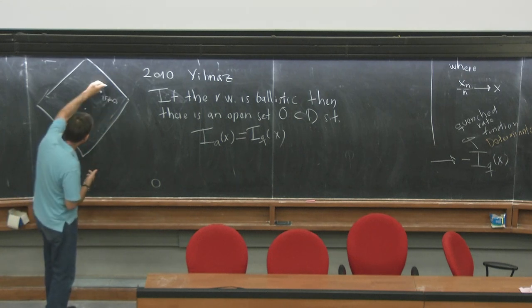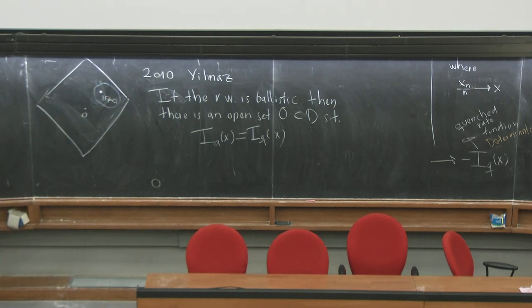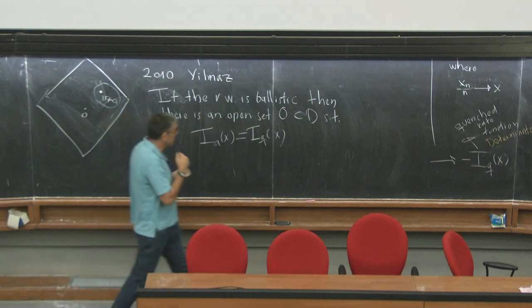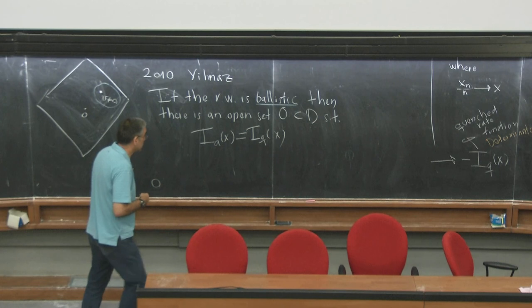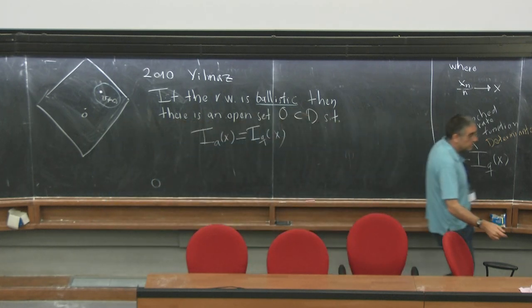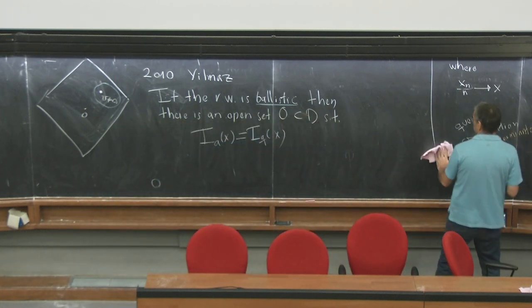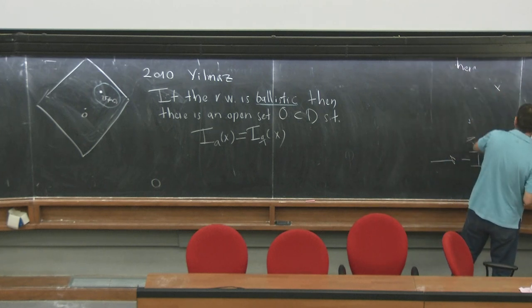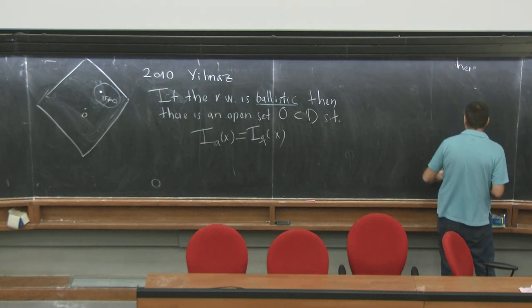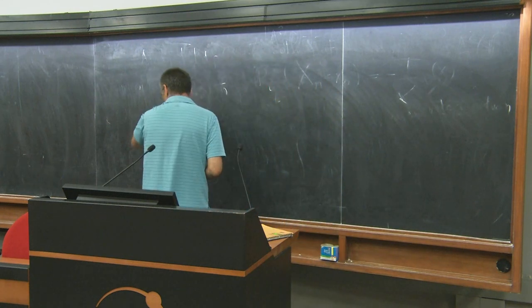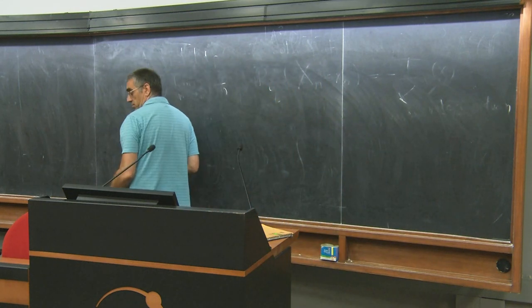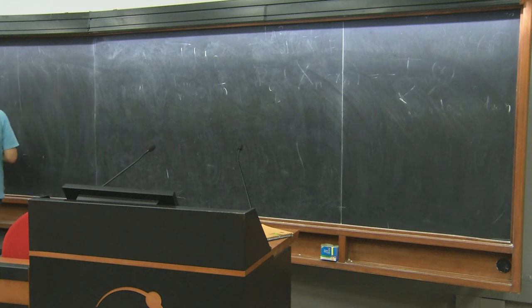And this open set, you can imagine it, something like that. It's the only thing which is known. But he has to assume this somewhat annoying thing, which is ballisticity. I don't have time to explain why, but ballisticity gives a structure to the law of the random walk, the annealed law, where you can see some IID structure of the random walk.